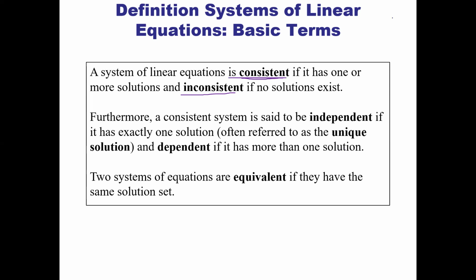So more than one solution would be two lines that coincide on top of each other. Okay. And exactly one solution would be two lines that have an intersection. So that would be exactly one solution. That would be an infinite number of solutions. Now, two systems of equations are equivalent if they have the same solution set. Okay, so that's another word that we use here.